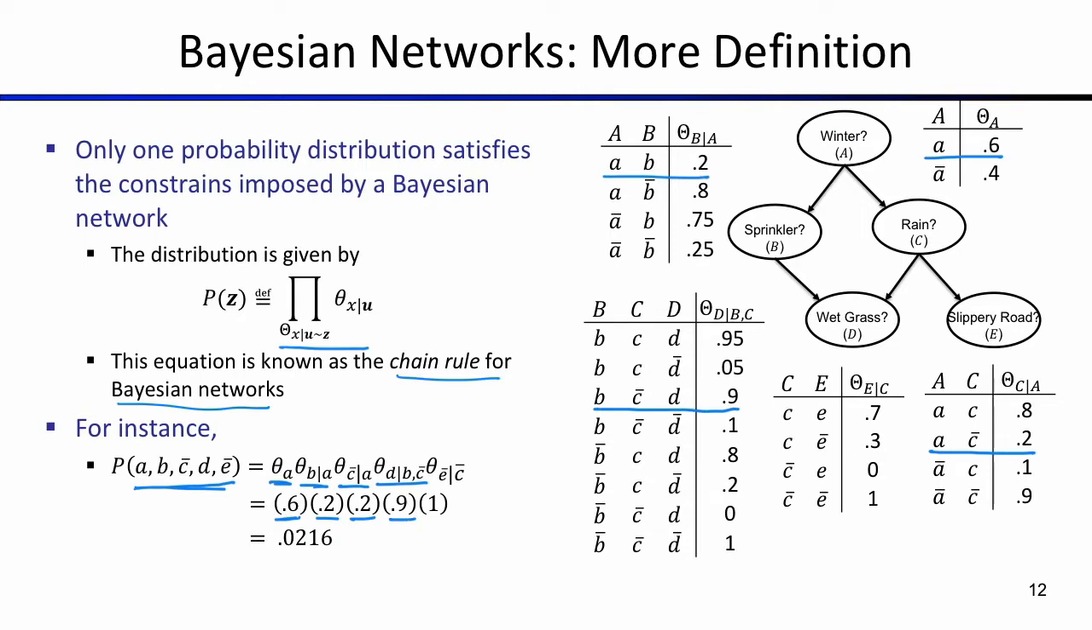And finally, we have not e given not c. So we have this parameter here, right? That is 1. And we multiply this. So we're going to multiply 0.6 with 0.2 with, again, 0.2 here with 0.9 here and 1 here. And the result is 0.0216. So this is the probability assigned to this instantiation here.